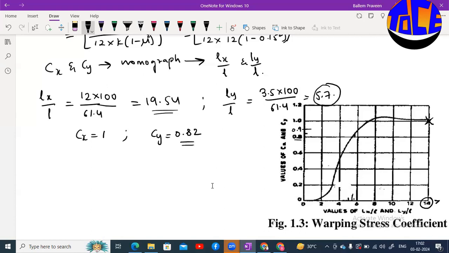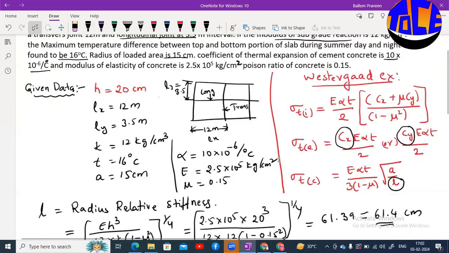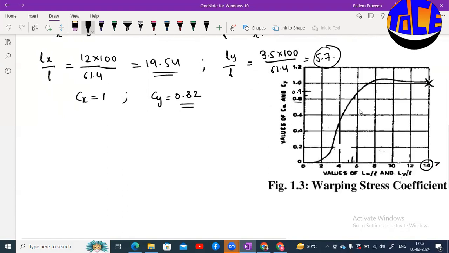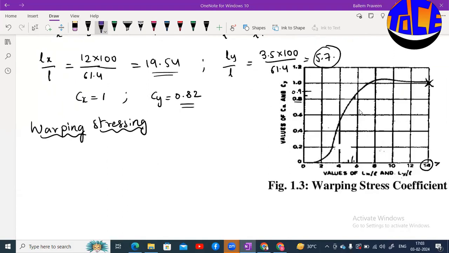Now we got the Cx and Cy values from this graph. Now we just have to substitute. That's it. We got all the values required to be substituted in these equations. Just substitute in this equation and find the values. Now let us calculate the warping stresses. Firstly, let us calculate the warping stress at the interior portion. Sigma Ti is equal to, what is the formula? E alpha T by 2, which will be common in all the equations, into Cx plus nu into Cy divided by 1 minus nu square. Right?